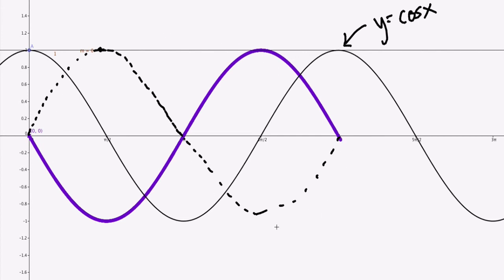So here's sine. What is the purple one? Well, hopefully you're thinking exactly what I'm going to say, and that the purple one is negative sine. So if y is cosine x, then y prime is negative sine x. I hope this helps.